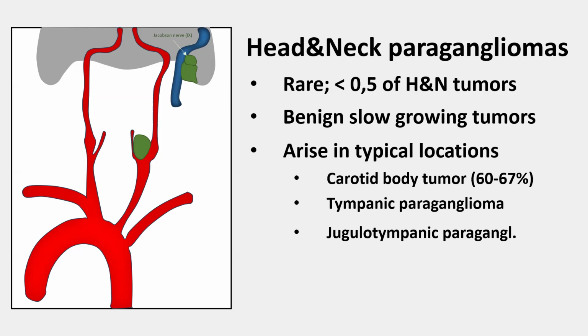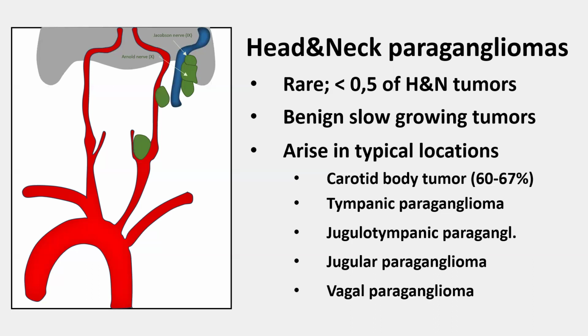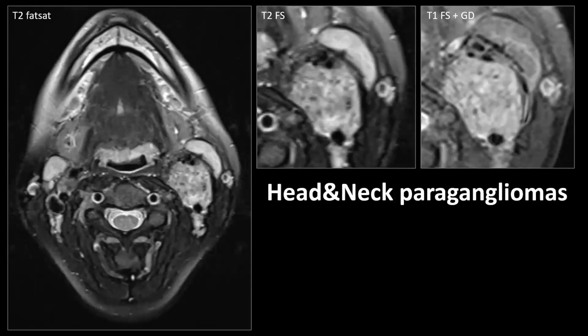at the jugular foramen, and these arise typically from the Arnold nerve, which is the mastoid branch of the vagus nerve. And then we can also have jugular paragangliomas, which are strictly located in the jugular foramen and do not extend in the middle ear. Then lastly, we have vagal paragangliomas, which are typically located posteriorly of the internal carotid artery at about 2 centimeters of the skull base.